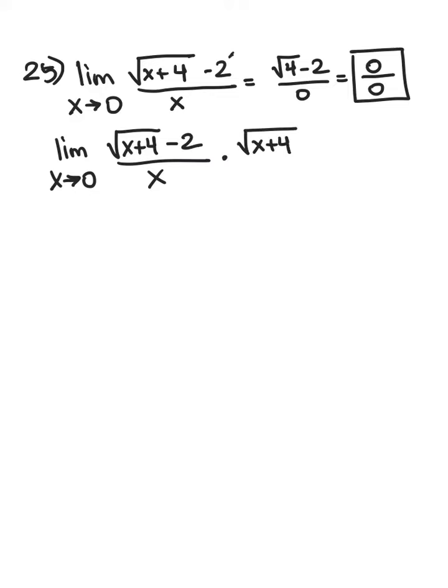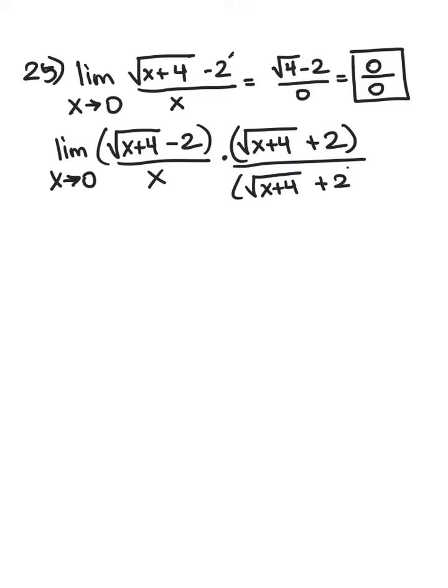So what I do is I multiply the numerator by the conjugate. And if I multiply the numerator by the conjugate, then I must multiply the denominator by the conjugate. Now my goal here is that by doing this procedure, I will simplify the expression and rewrite it so that when I substitute the value 0 in, I'll actually get a value.